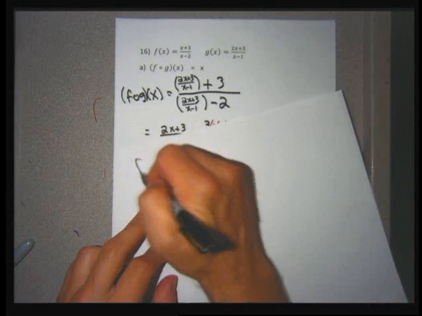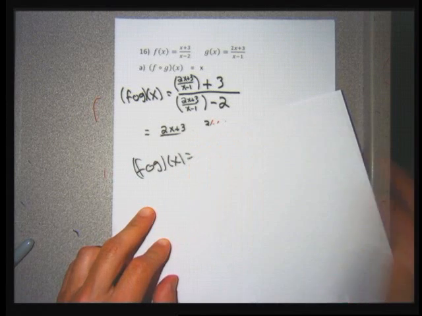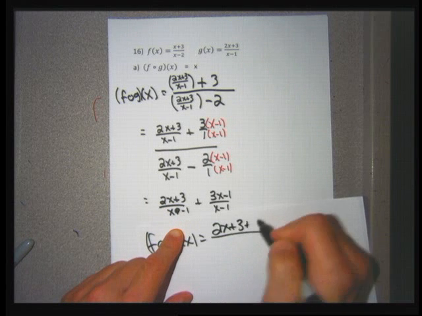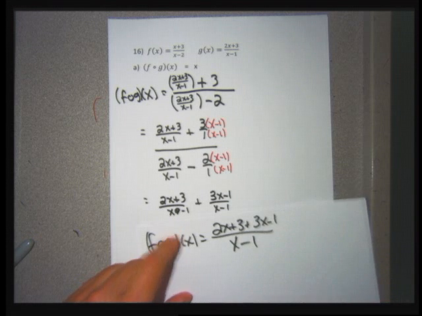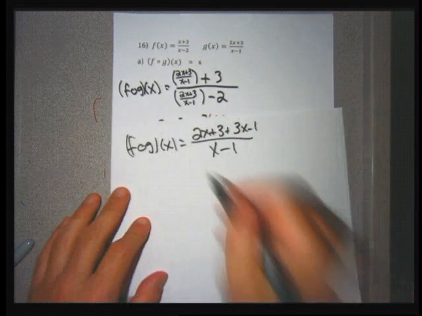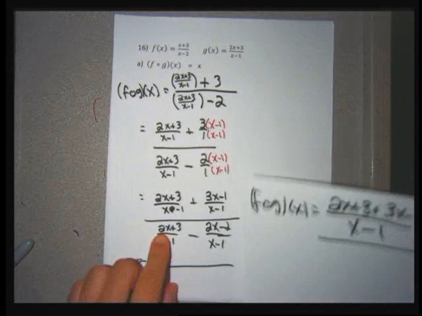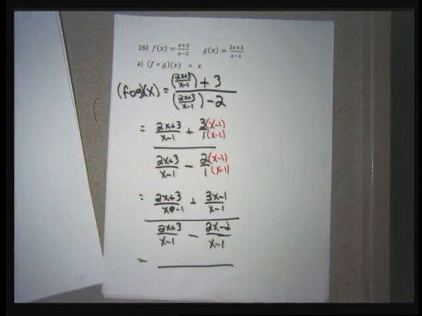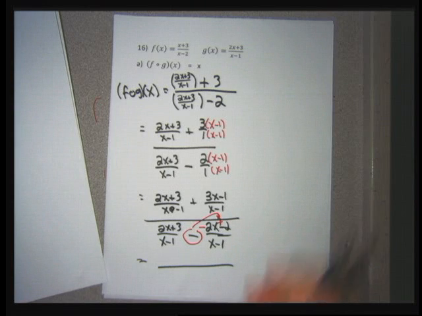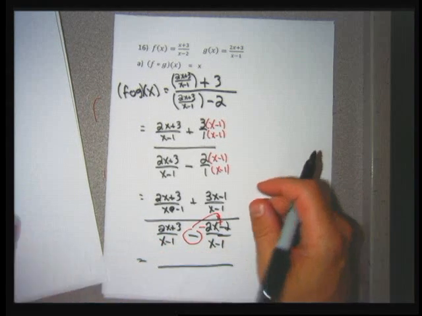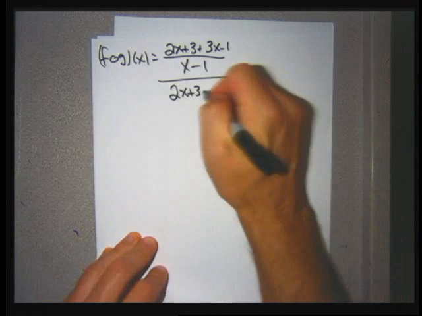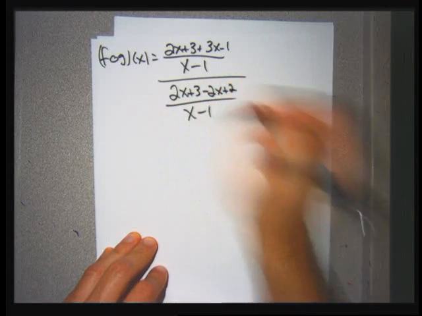I have f composed with g of x equals, and that fraction I'm going to combine together. I'm going to write 2x plus 3 plus 3x minus 1 over x minus 1 for that numerator. I wrote the 2x plus 3 and the 3x minus 1 next to each other without doing any sign changing. And then over, this 2x plus 3 is going to stay, but this minus is going to change this to a minus and that to a plus. It's going to change that sign. So in the denominator, I'm going to write 2x plus 3 minus 2x plus 2 over x minus 1.